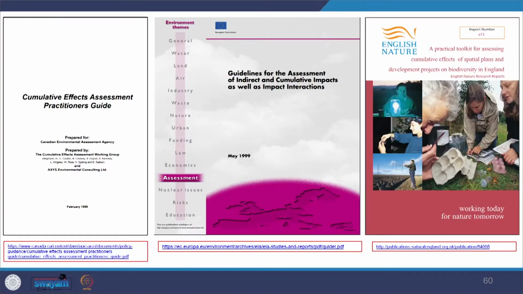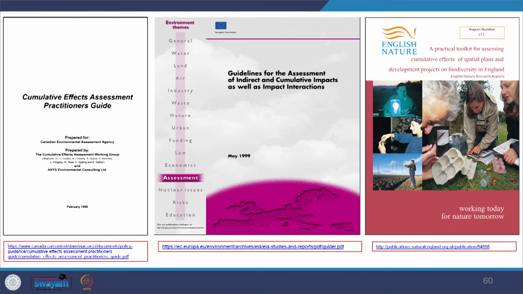So you see guidance on assessment of indirect and cumulative impact provided by, you can see here, the cumulative effect assessment and practitioner guide from Canada. I've given you the link for this download here. You also have guidelines from the EC, the European Commission, where you have guidelines for assessment of indirect and cumulative impacts.